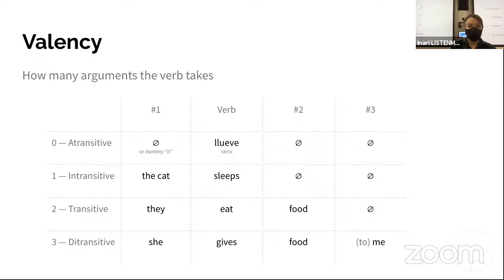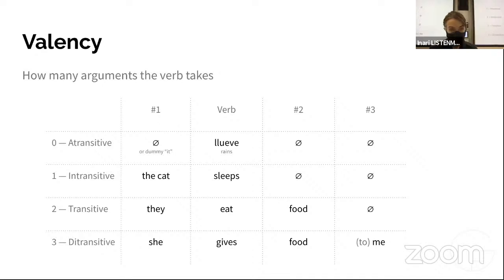Then we have the cat sleeps. It has only 1 argument, which is the subject, so that's called intransitive. Transitive verb takes 2 arguments, so they eat food. We have the subject they and the object food. And finally, ditransitive takes 3. It has argument number 1, which is the subject. Then we have direct object food, and then we have some indirect object, we usually call it.